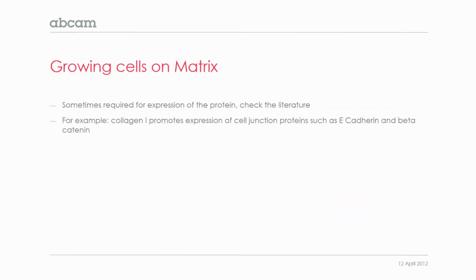So as I was mentioning, you may need to grow your cells on a matrix, for example, on collagen 1, to induce the expression of the protein you're looking for in the correct localization, and we would suggest to check the literature to make sure that this is or isn't required.